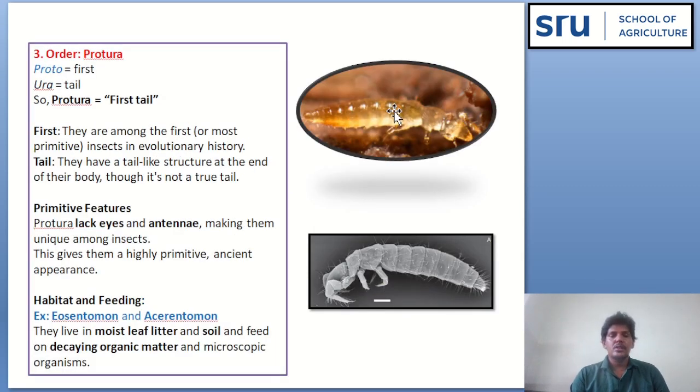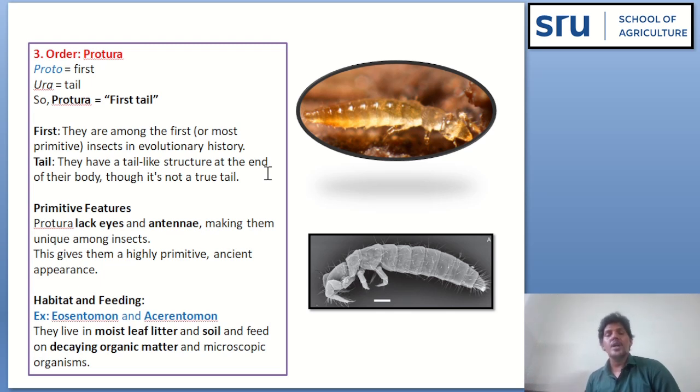Order Protura. Proto means first, they originated first. Ura means tail, they also possess tails. First means they are among the first insects in the evolutionary history. Tail means they have a tail-like structure at the end of the abdomen. That's why the name Protura, first originated tail-containing insects. These are also primitive insects.